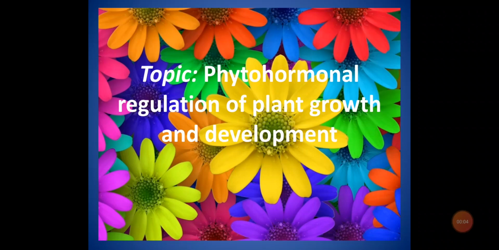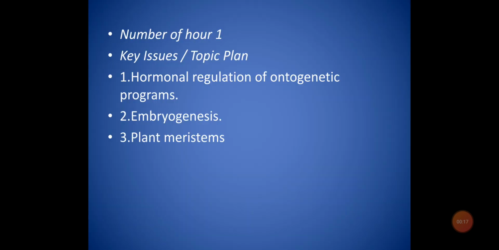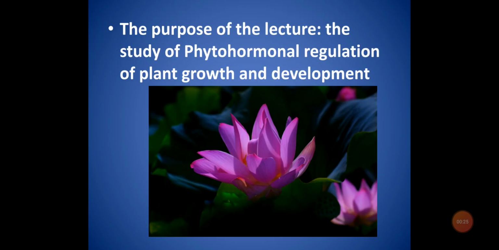Topic: Phytohormone regulation of plant growth and development. Number 1. Key issues. Topic plan. First, hormone regulation of ontogenetic problems. Second, embryogenesis. Third, plant meristems. The purpose of the lecture: the study of phytohormone regulation of plant growth and development.